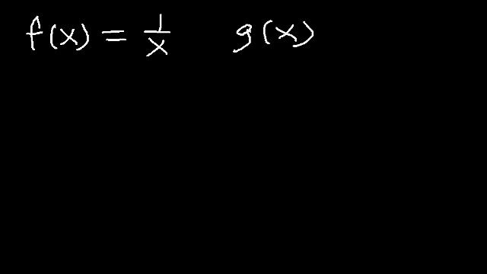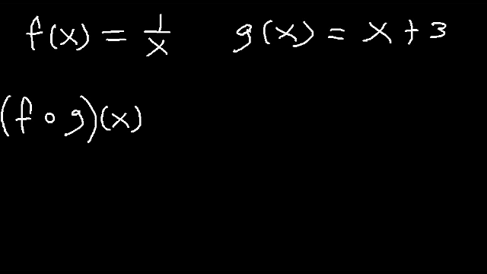So let's begin. Let's say f of x is equal to 1 over x, and g of x is equal to x plus 3. How can we find the composite function f of g of x?